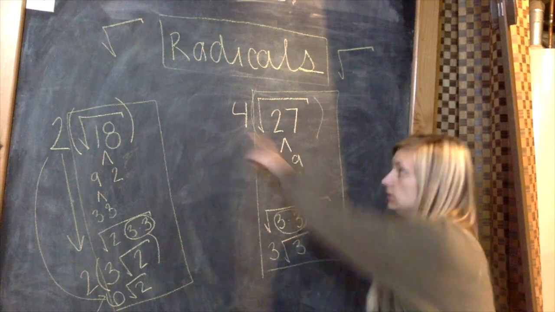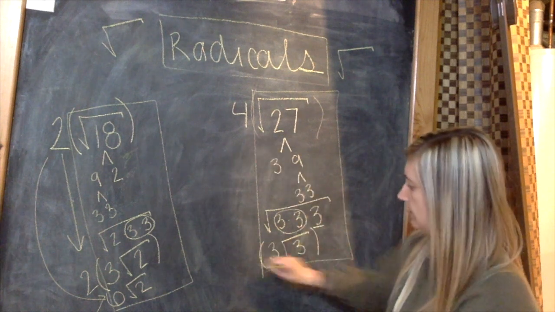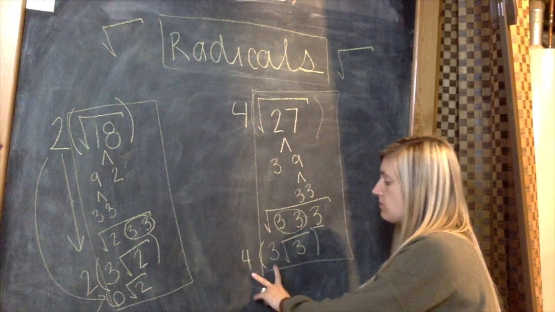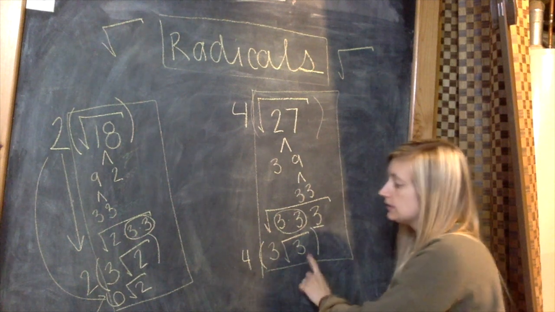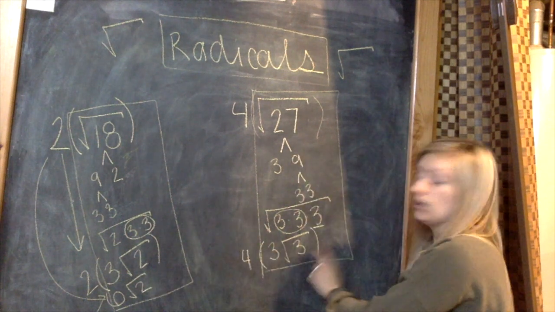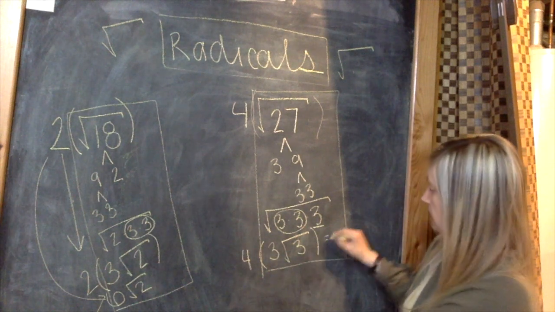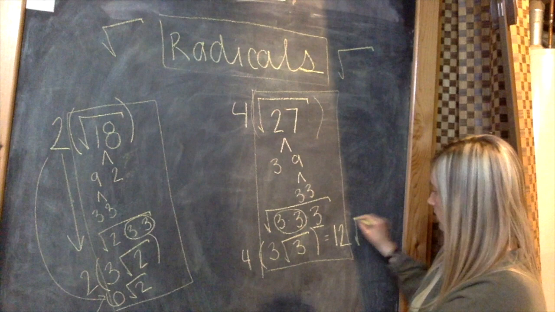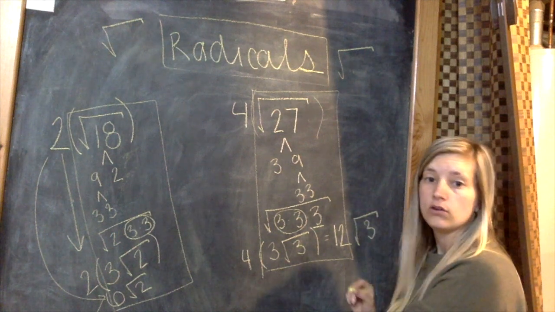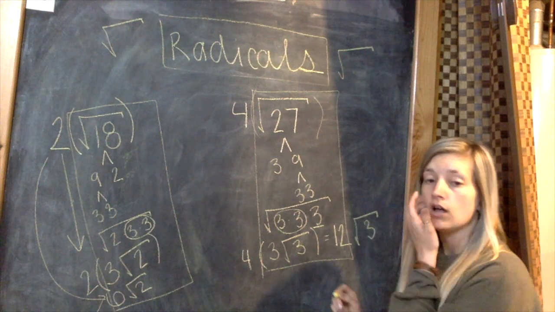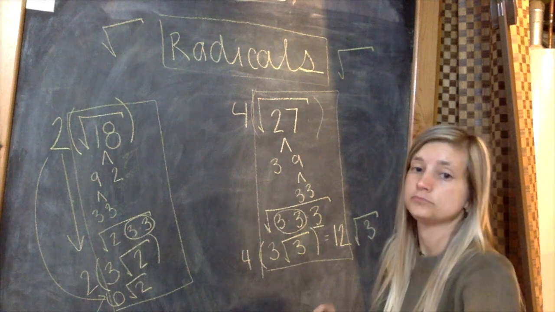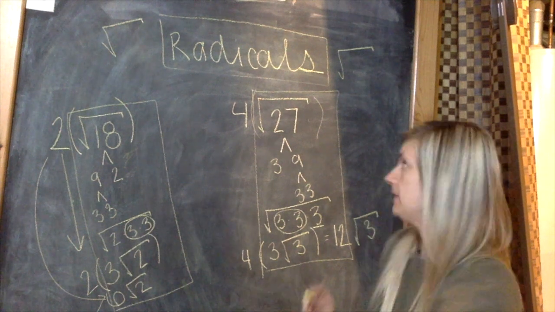But now I just have to multiply by the 4. So you multiply the number out front. Do not touch the number that's under the radical. So this is the same thing as 12 radical 3.